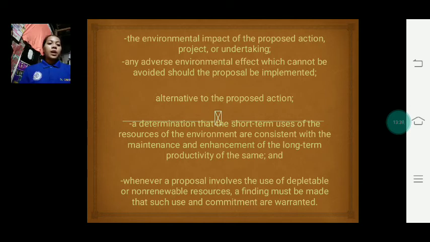Third, alternative to the proposed action. And a determination that the short-term use of the resources of the environment are consistent with the maintenance and enhancement of the long-term productivity of the same, and whenever a proposal involves the use of depletable or non-renewable resources, a finding must be made that such use and commitment are warranted.